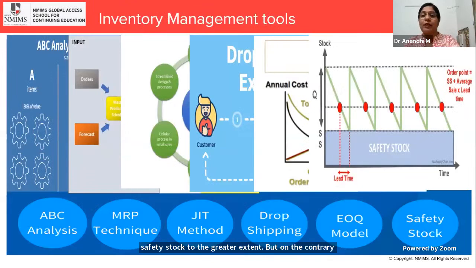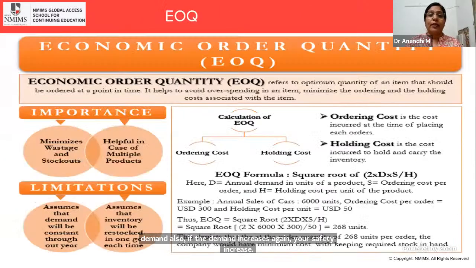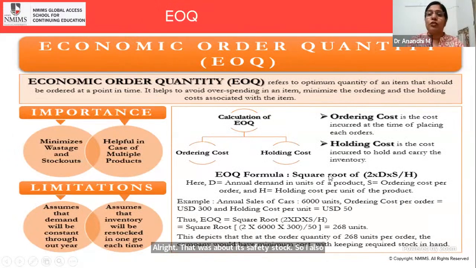So I also was telling you about the economic order quantity. That is how much should be ordered at a point in time. So it refers to the optimum quantity. If my economic order quantity says that ordering 100 units is going to be beneficial, that is the optimum level. If I place an order of 90 units, that means I'm compromising on cost, because ordering cost is there, holding cost is there. If I include all the costs and order less than the suggested level, then it is a loss for me. So that is where I have to consider economic order quantity also.